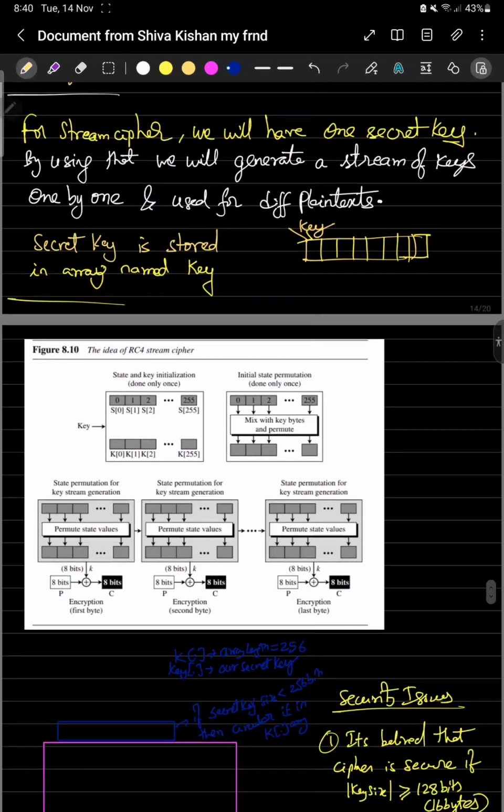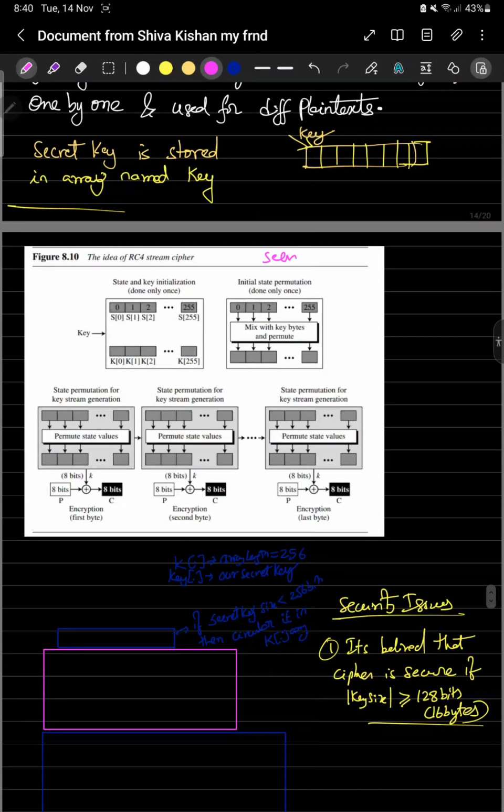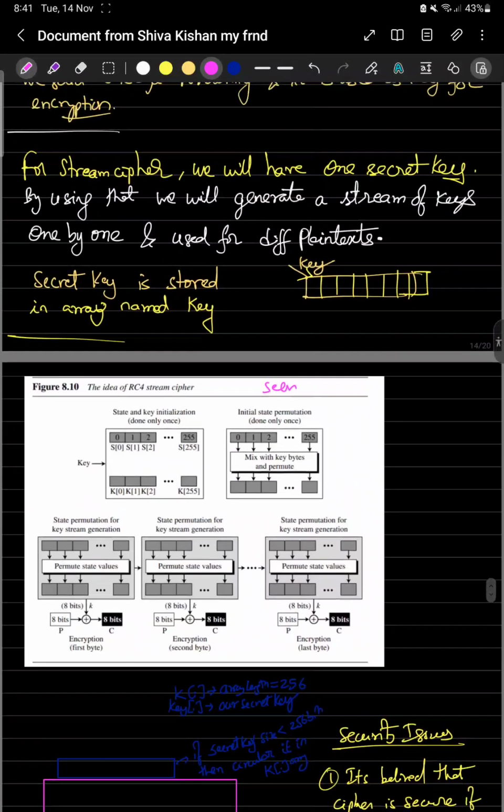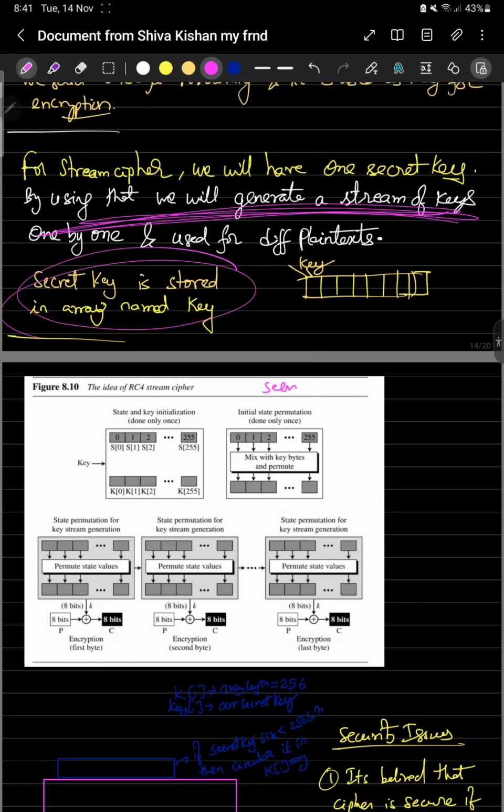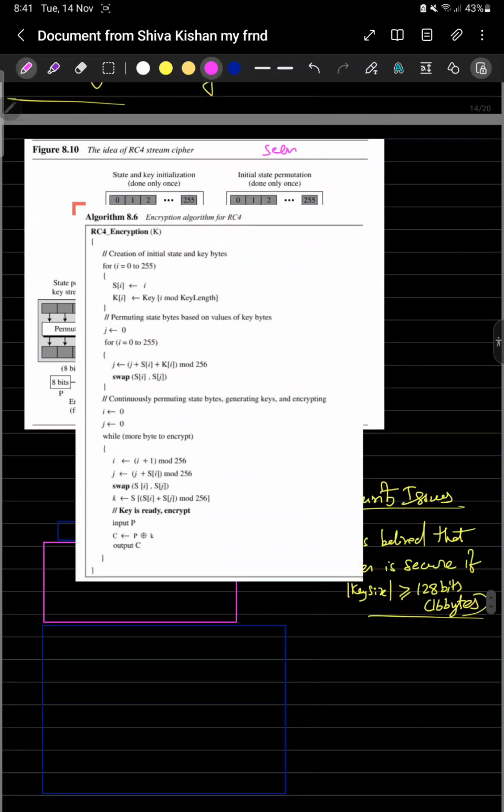Okay, so the next point you have to remember is that in stream ciphers, whatever I am discussing, like A5, we have only one secret key. It is common. The secret key is a very secret relationship between the sender and receiver. So using this only secret key we are generating so many streams of keys. This is the main point you have to remember. Our secret key is stored in an array. Let's say that array is named K. Okay, this is the whole RC4 I am discussing here.